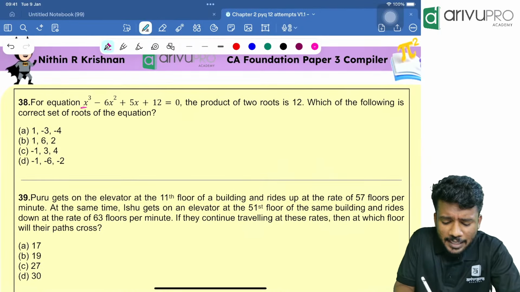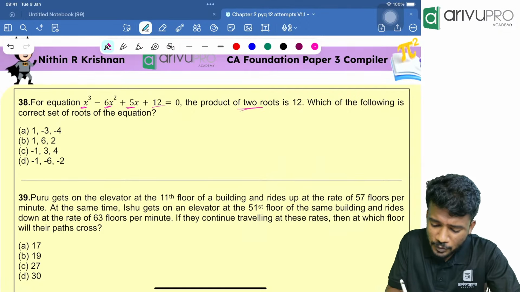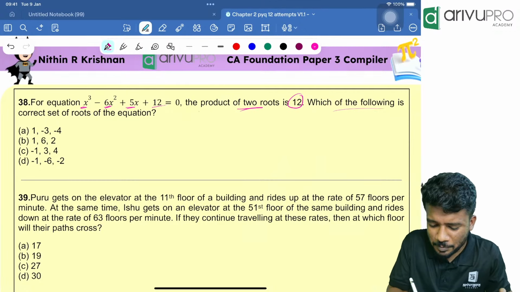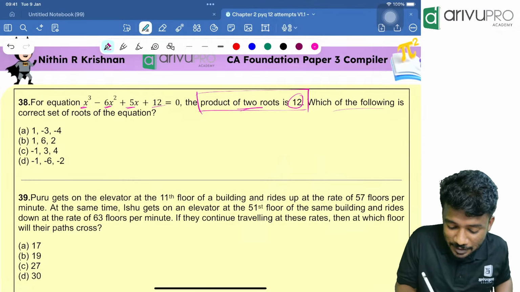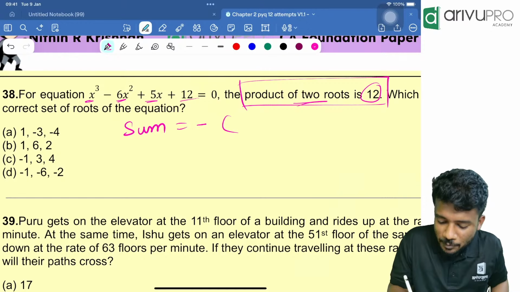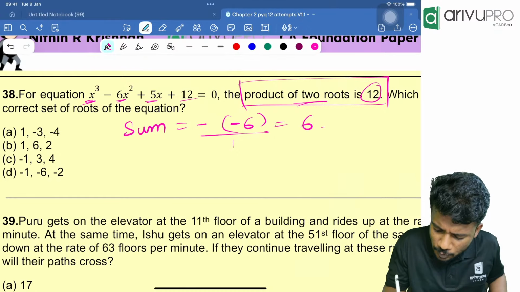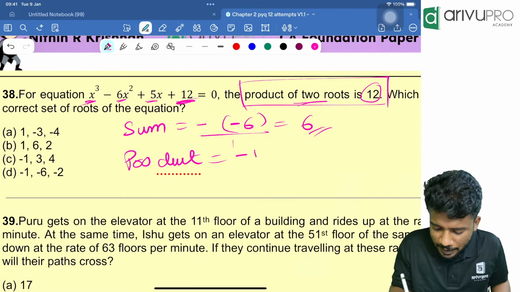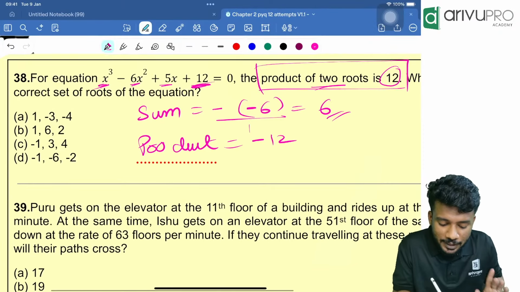For an equation x cube minus 6x square plus 15x plus 12 is equal to 0, the product of two roots is 12. Which of the following is true is the question. People, don't even get deviated with product of two roots and all. Don't even look at it. Directly go for your method. What is the method? Sum is how much? Sum is nothing but minus of coefficient of x square, that is minus of minus 6 divided by coefficient of x cube, that is 1, which is equal to 6. Product is how much? Product is nothing but minus of constant term, that is minus of 12 divided by 1, that is minus 12.